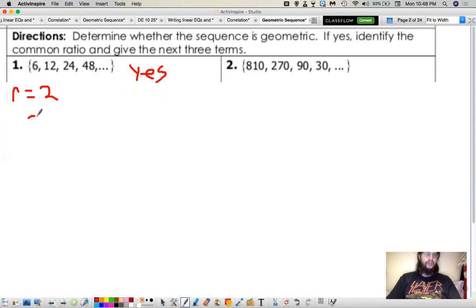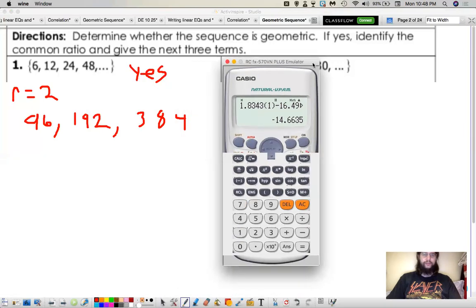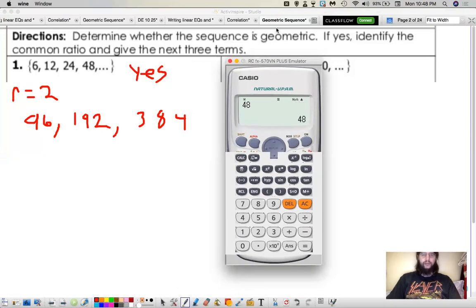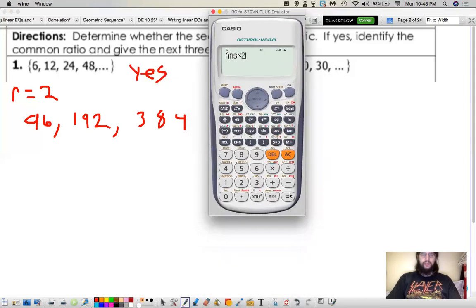It also says find the next 3 terms. So 48 times 2, that's 96. 96 times 2, that's 192. And then 192 times 2, that's 384. Let's go ahead and use the calculator to make sure I don't mess up basic arithmetic. 48 times 2, 96, 192, 384. There we go.